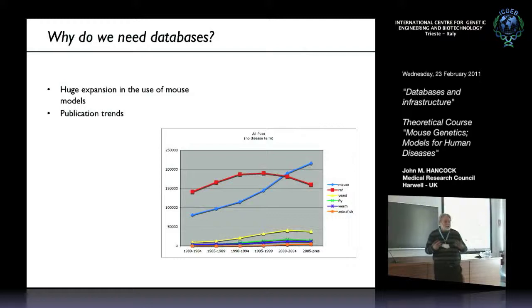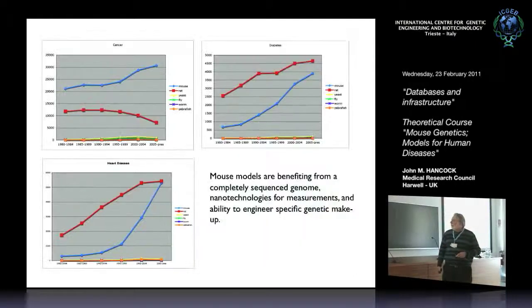And so we need to think carefully about how we reference that data, particularly because, of course, we want to be able to reference the data between mouse and human. And here are some more specific examples of the same kind of analysis. So if we want to look at cancer, you can see the mouse as the leading model.